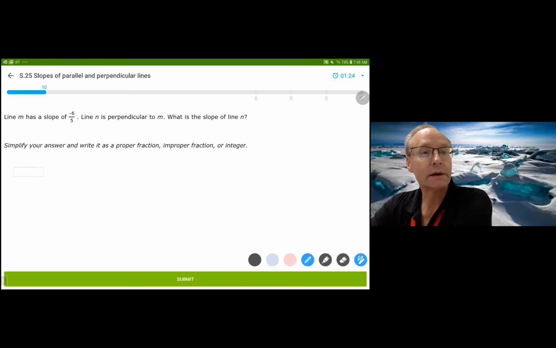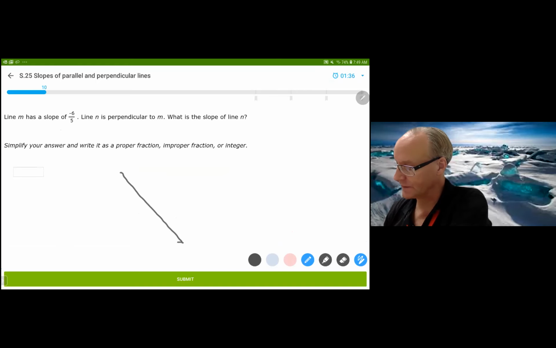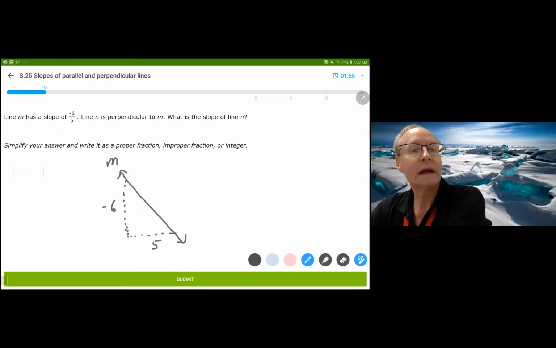Now they're perpendicular. Now we have line M, and line M has a slope of -6/5. So this one is a little bit steeper than a 45-degree angle. It looks something like this, maybe. I think I didn't quite get it exactly right, but it's close enough. So this is line M, and it has a slope of -6/5. And what we're interested in is a line N that is perpendicular to line M.